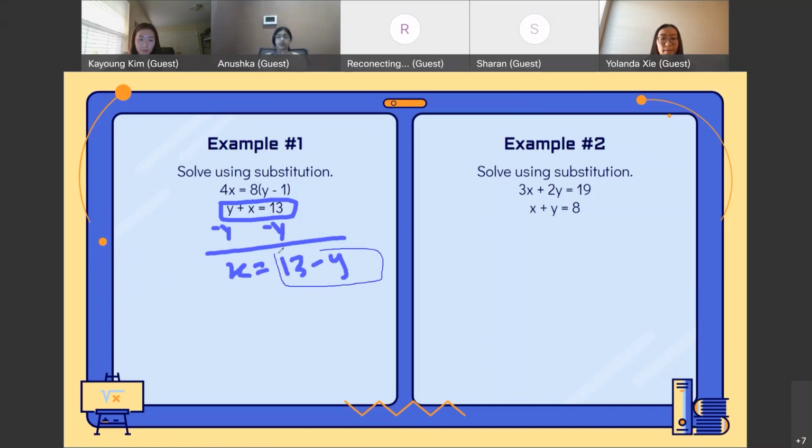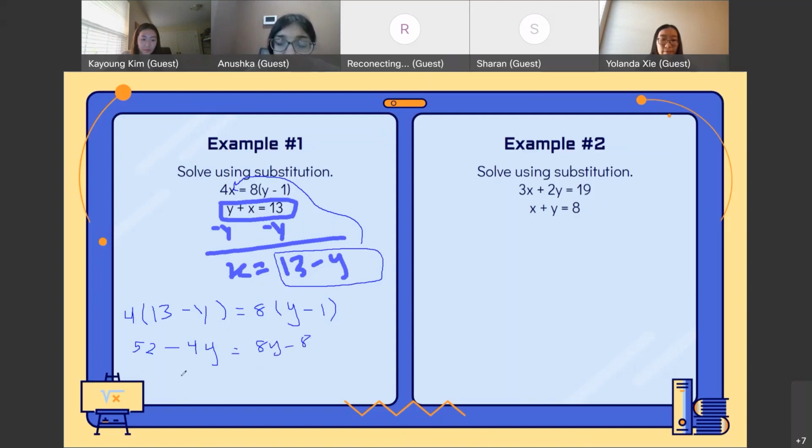So you can see at the top there's 4x. You replace that with 4 times 13 minus y. And this makes it so that the top equation only has one variable, which means you can solve for what y equals. So then if you expand, you get 52 minus 4y equals 8y minus 8.